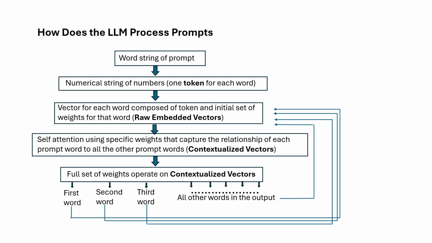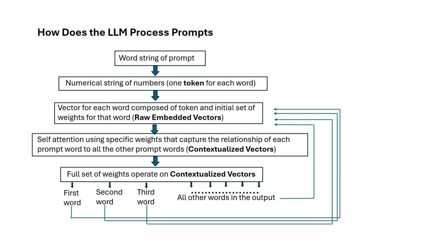That string is then fed into a self-attention mechanism in which the weights that show the relationship of each word in the prompt to the other words in the prompt are calculated or applied, and that's called a contextualized vector. That's what's put into the big brain that has the full set of weights, and the crank turns and the first word comes out of the response to that prompt.